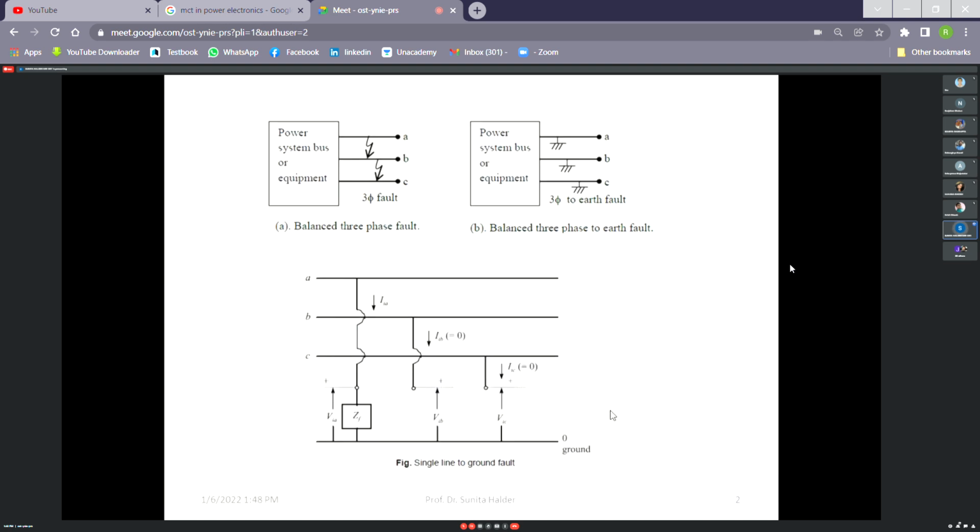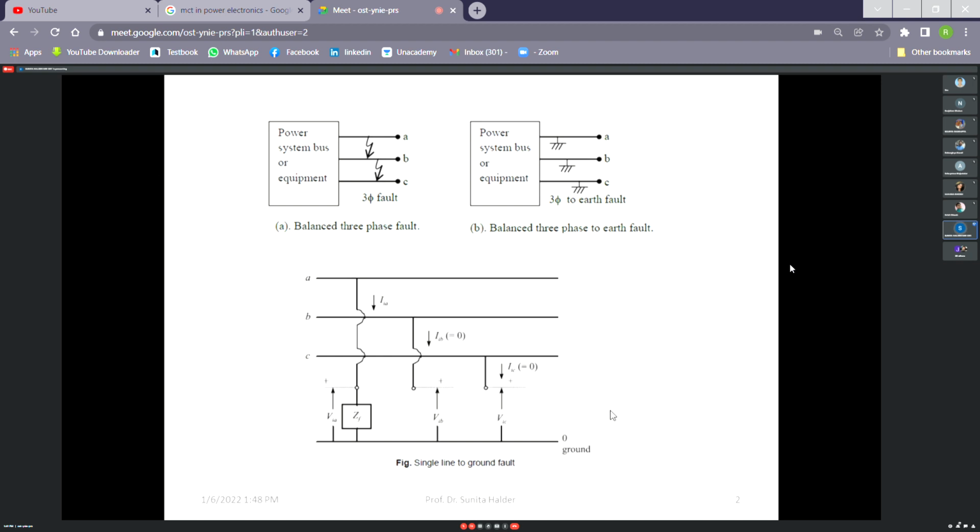So fault actually is any abnormal condition. Abnormal condition means abnormal voltage, abnormal current. Maybe voltage high, current low, or maybe current high, voltage low. Generally, in power system analysis, we are mostly concerned about the short circuit analysis. When current is high, voltage is low. But the reverse is also there. So voltage is high, current is low. That example is the Ferranti effect.